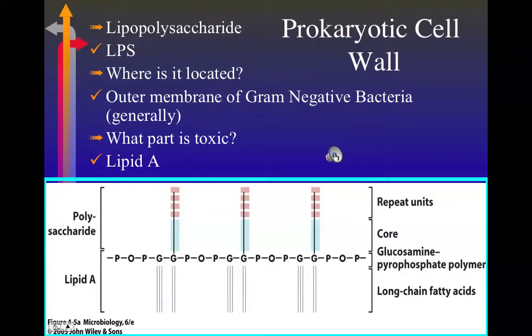Here's a close-up view of LPS. LPS, located in the outer membrane of gram-negative bacteria, is in fact the source of lipid A, which is the toxic bit that triggers symptoms that we associate with septic shock. These are often sources of exam questions.